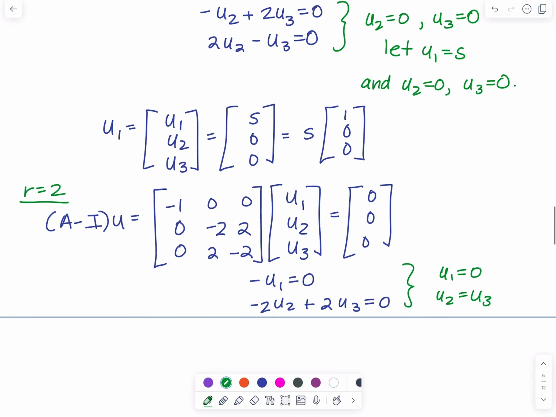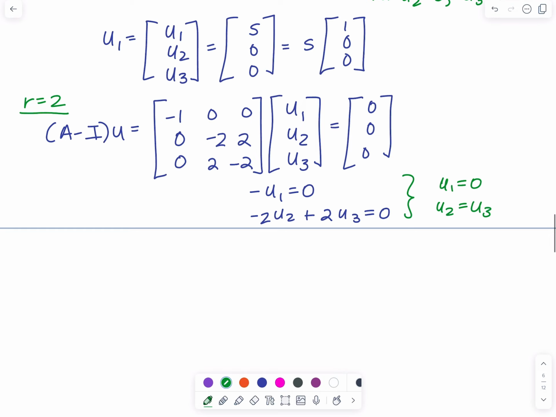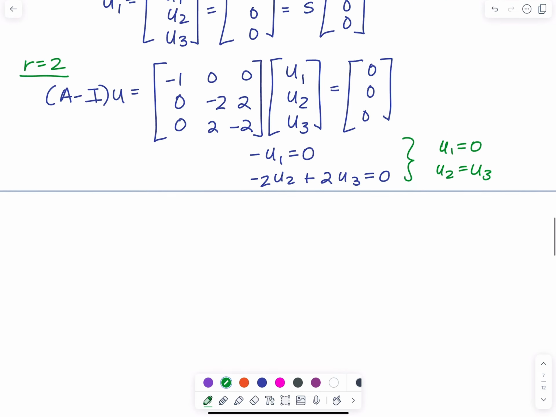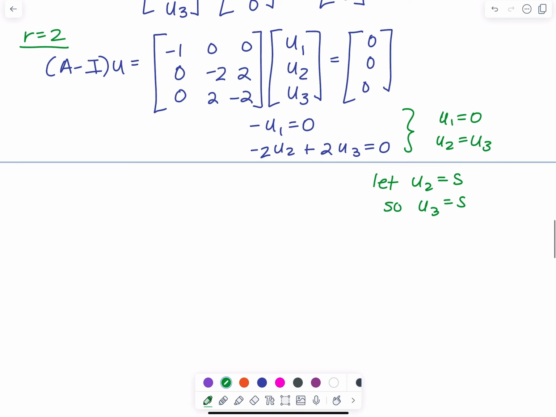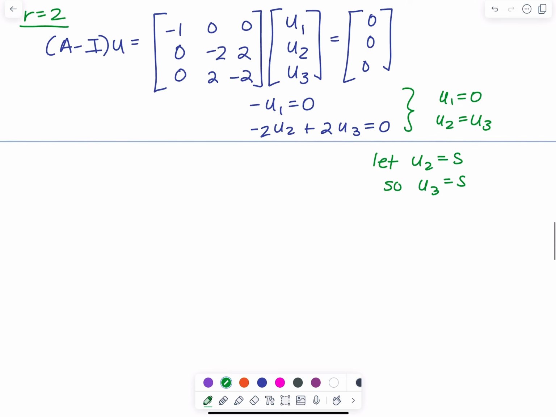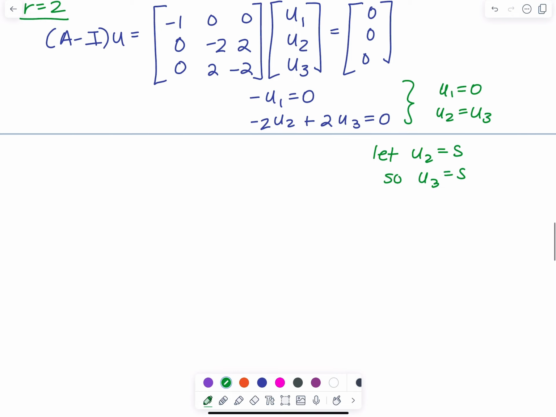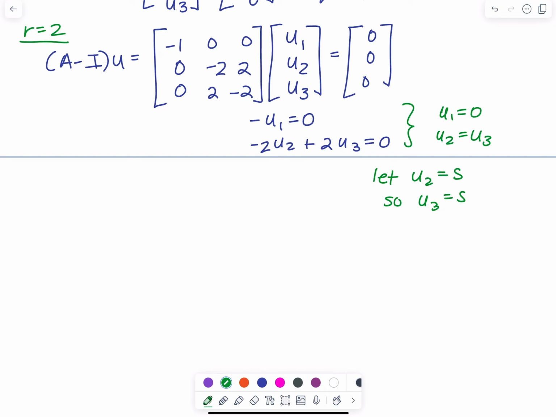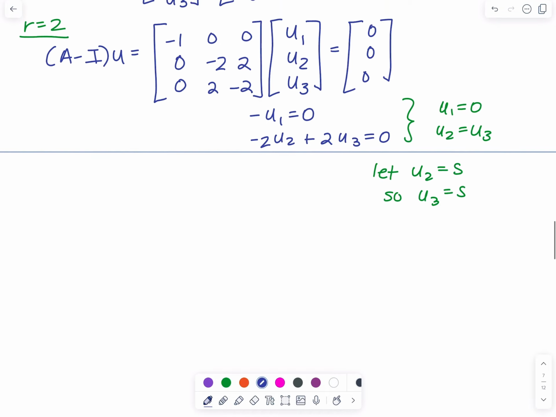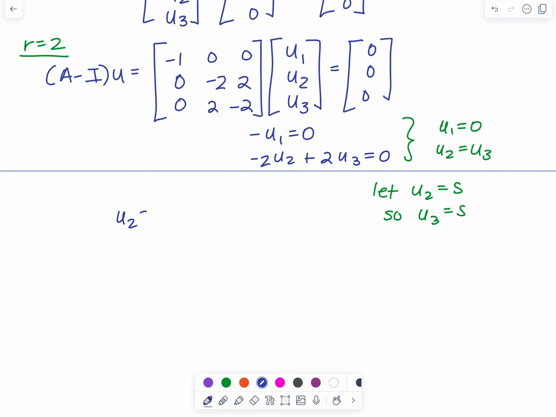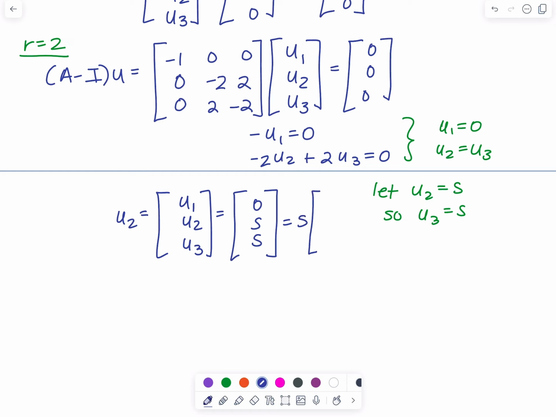So we'll introduce our arbitrary value. Let u sub 2 equal s, and that gives us u sub 3 also equal to s. Let's find the eigenvectors for this matrix associated with the eigenvalue r equal to 2. We have that u2 is equal to u3, and of course we have s times our vector 0, 1, 1.